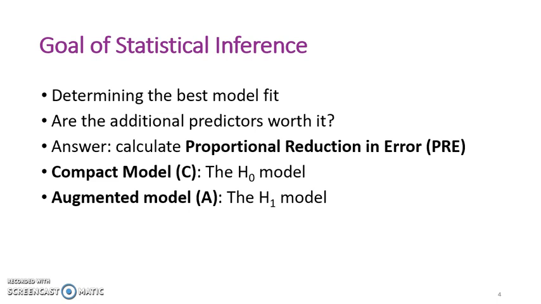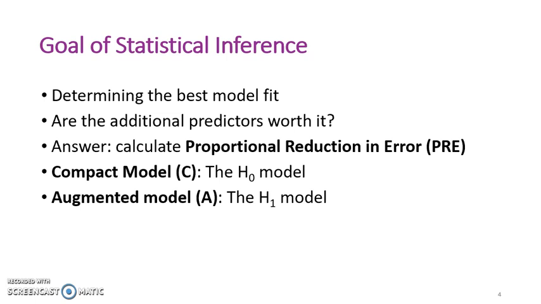Recall that we are both trying to include predictors that improve the model and to not include too many predictors so that we can keep the model relatively simple. To do this, we compare competing models by calculating the proportional reduction in error. The proportional reduction in error involves comparing two models to determine whether adding additional predictors is worth our while.